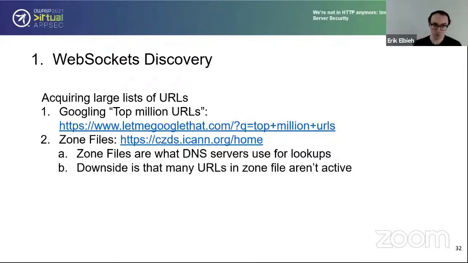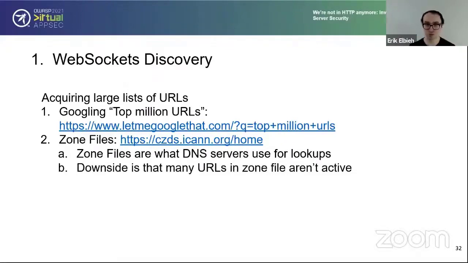Okay, so we've got a tool. It can scan many websites for potentially 101 HTTP status responses. That's great. Now we need to find the targets that we are going to scan. Now, the first option here is to just Google top million URLs. Let me Google that link for you to make it easy.